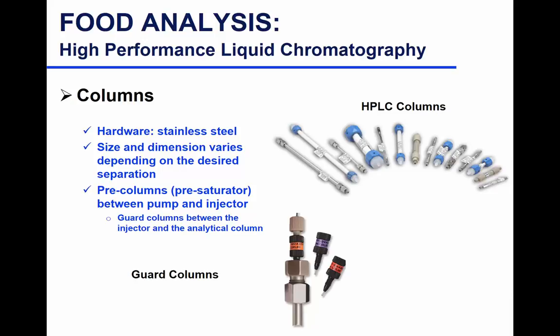You have larger columns where you can do semi-preparative work, where you can inject a larger volume of sample. You have smaller columns in case you have a small amount of sample, and this also reduces your analysis time. The longer the column is, the better resolution you're going to get, but the longer the analysis time. So they come in different sizes.